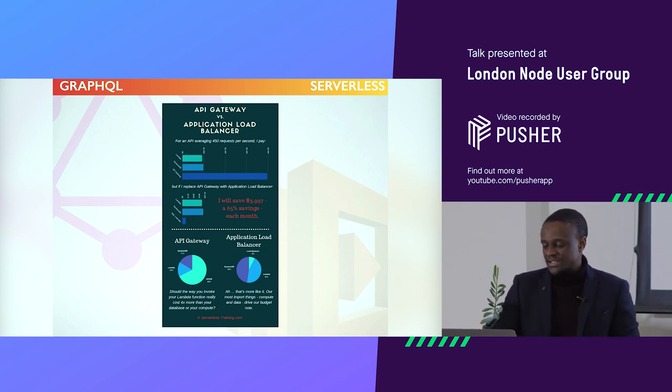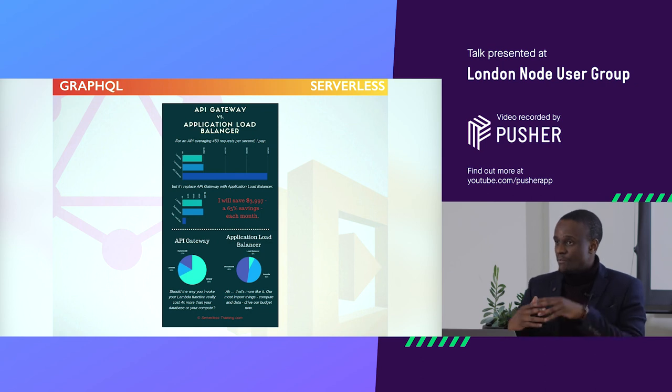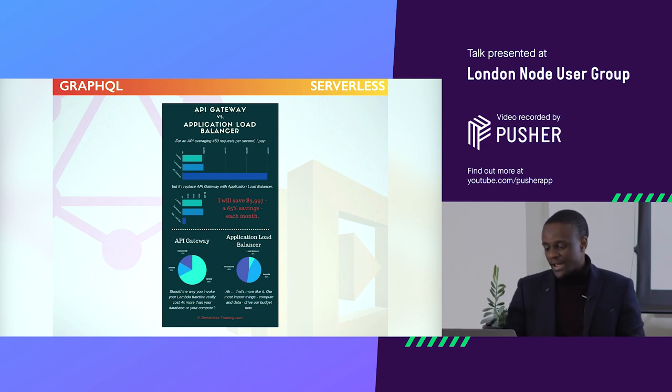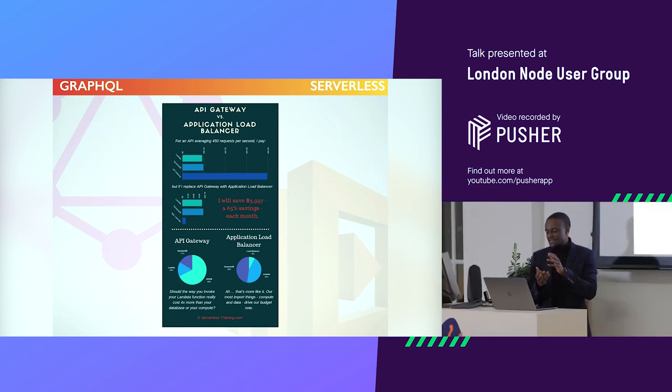Here he compares the prices. When you have many requests per second, the amount you pay for API gateway is way more compared to running DynamoDB or Lambda functions. Your cost will be mostly the API gateway. He was saying that if you take out API gateway and substitute it with a load balancer, you can save about 65%. It varies, but you can save a lot more.